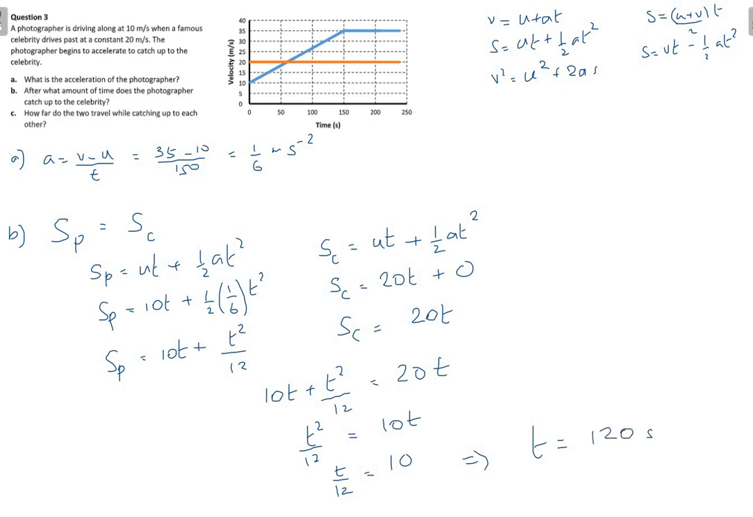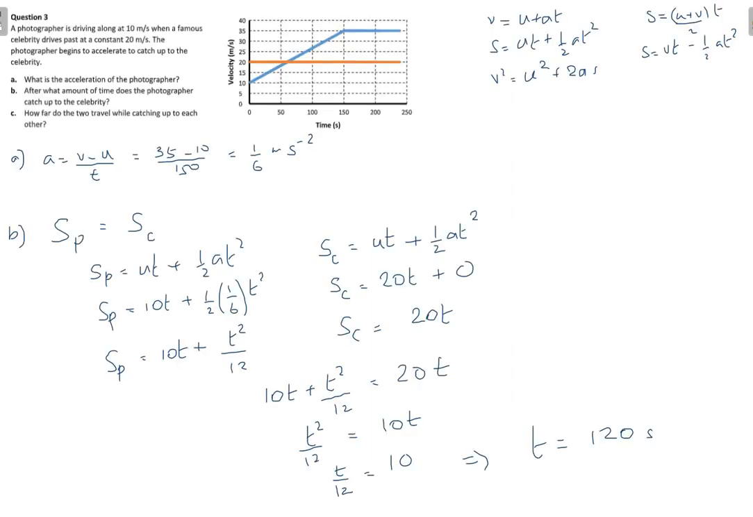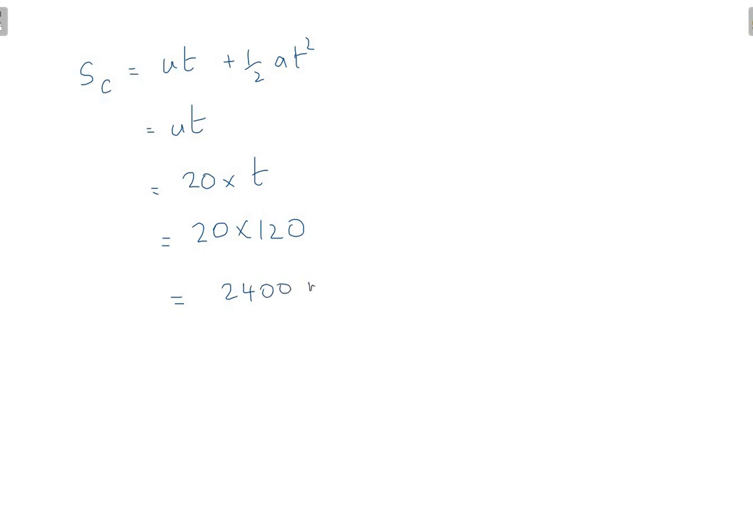For the next part, you just have to find out how far they travel. So just substitute into one of the equations. s_c was ut plus half at squared, but there was no a, so it was just ut, and that was 20 times t. So 20 times 120 gives you the answer that you are looking for. That's 2400 meters. That's the displacement. So that's the time it will take to catch them both.